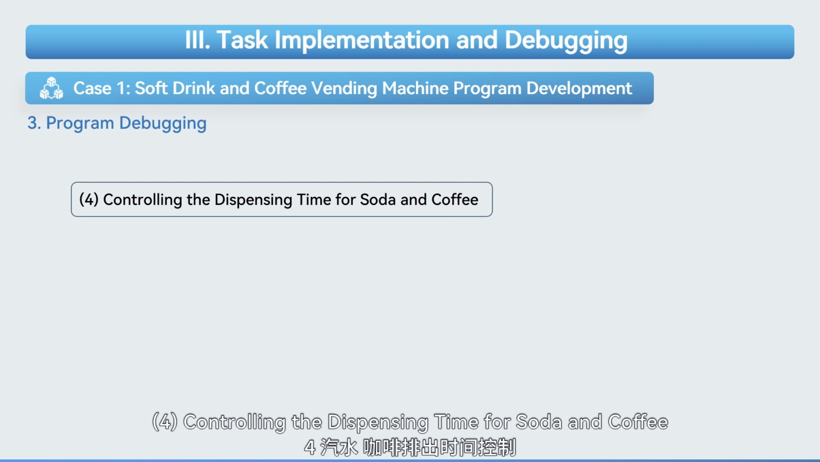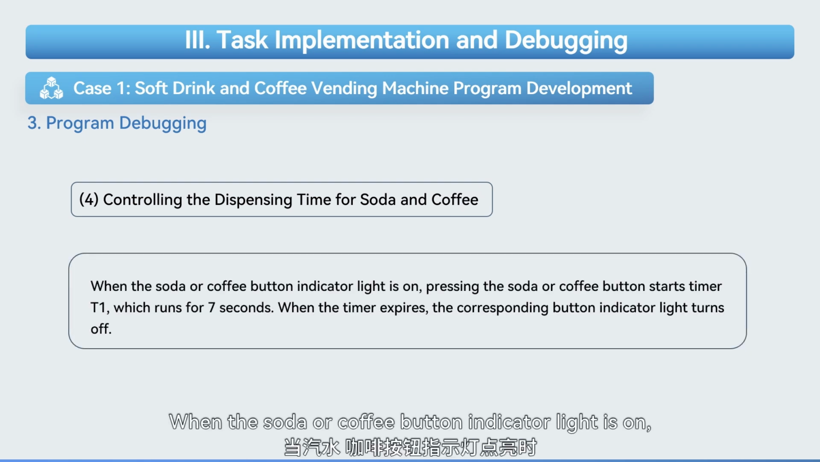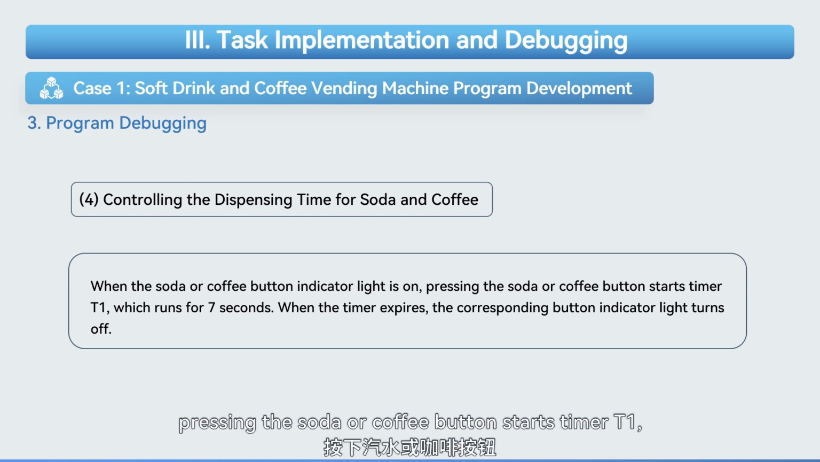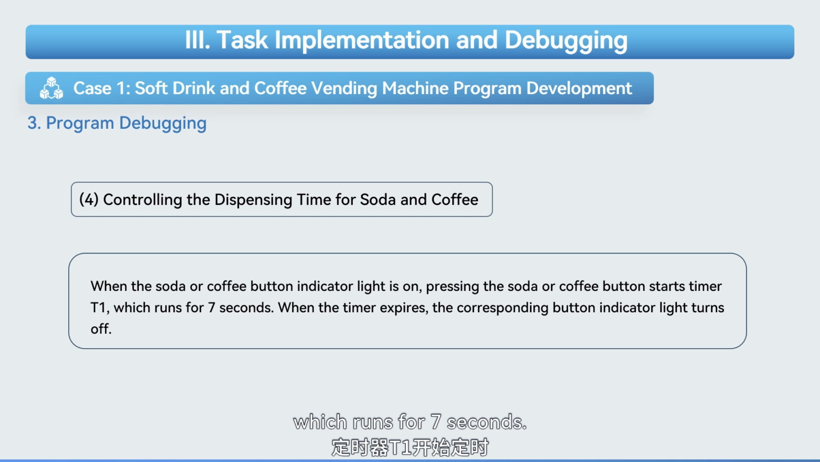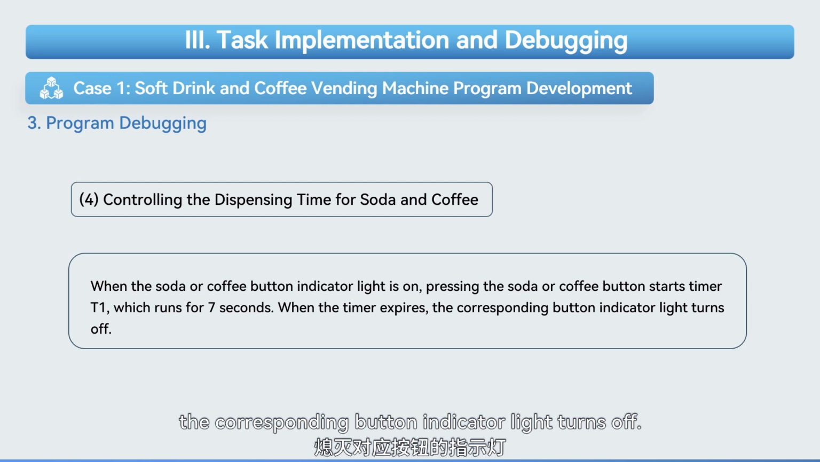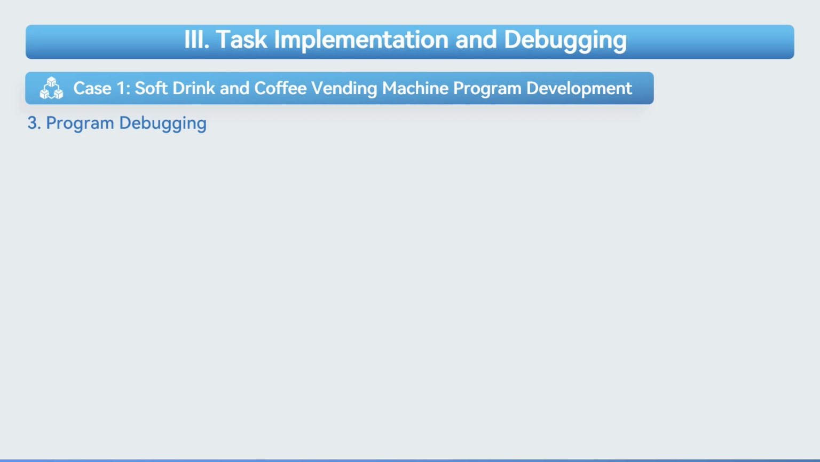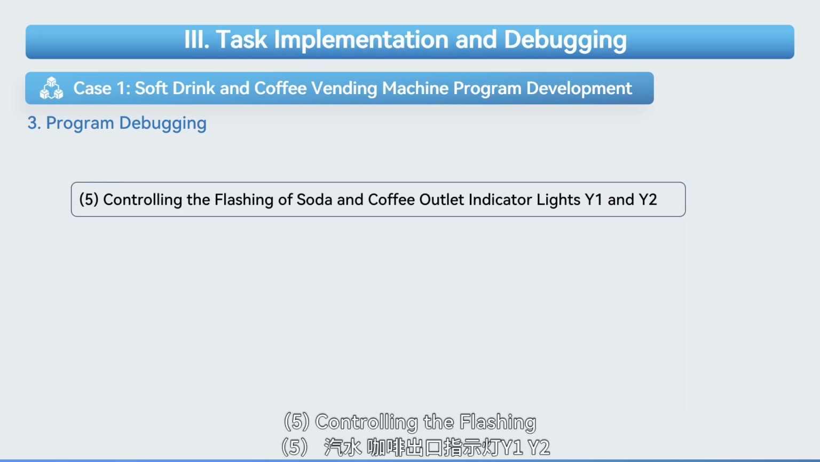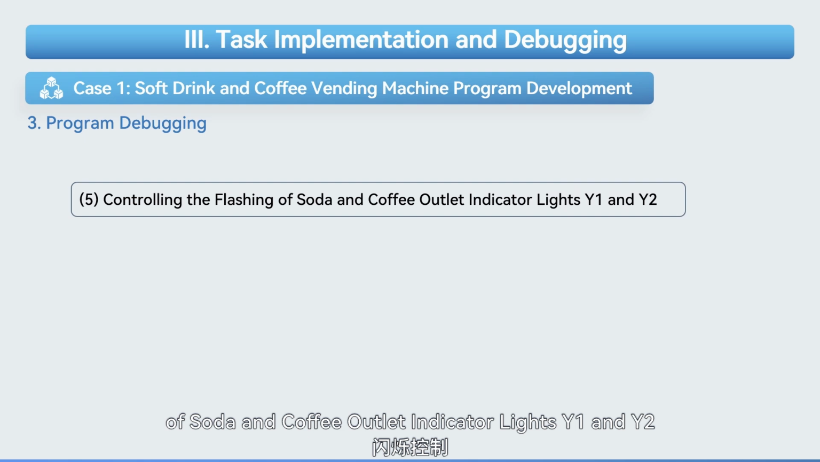4. Controlling the dispensing time for soda and coffee. When the soda or coffee button indicator light is on, pressing the soda or coffee button starts timer T1, which runs for 7 seconds. When the timer expires, the corresponding button indicator light turns off. 5. Controlling the flashing of soda and coffee outlet indicator lights Y1 and Y2.